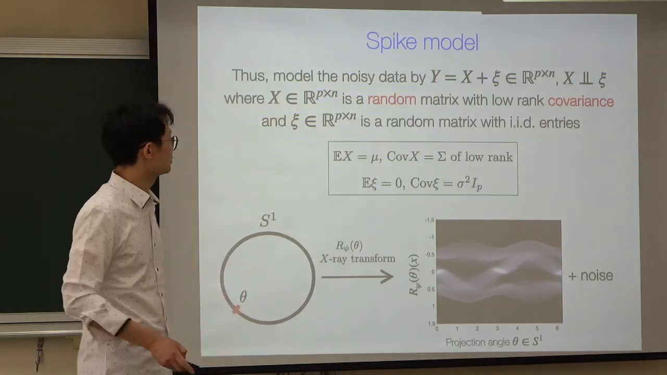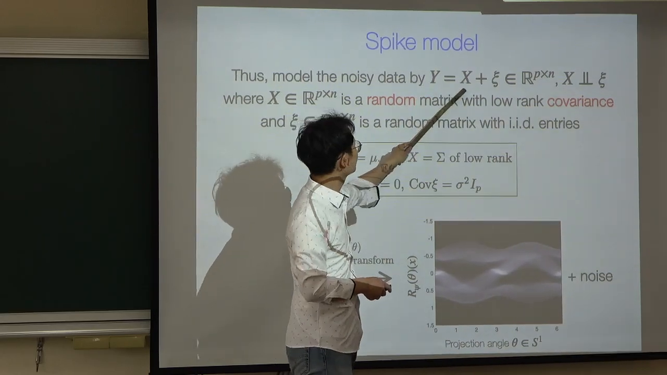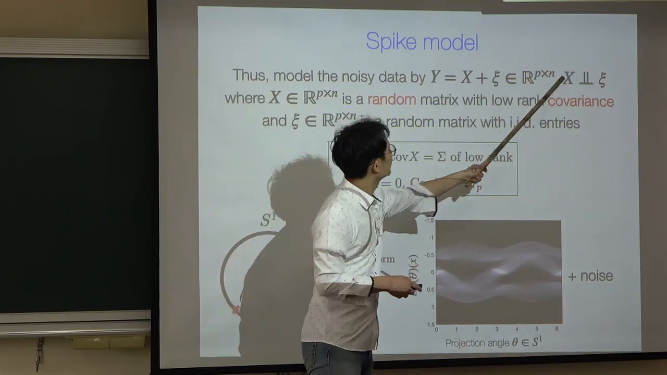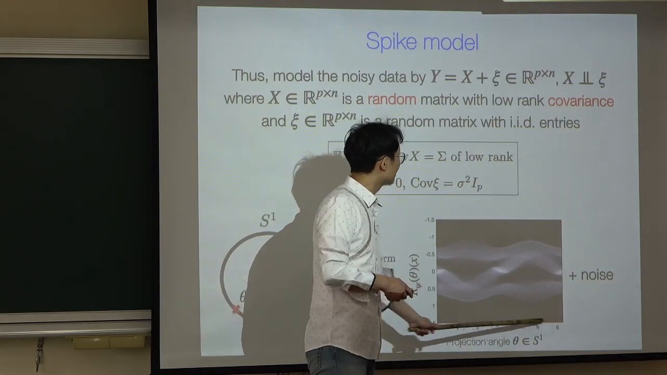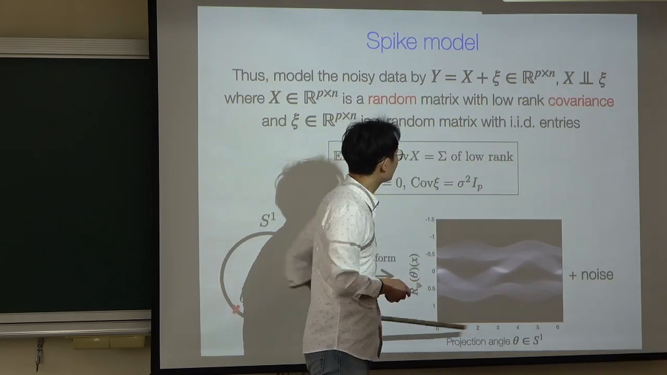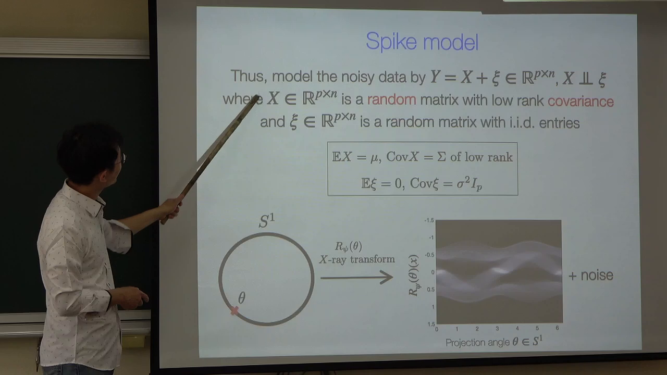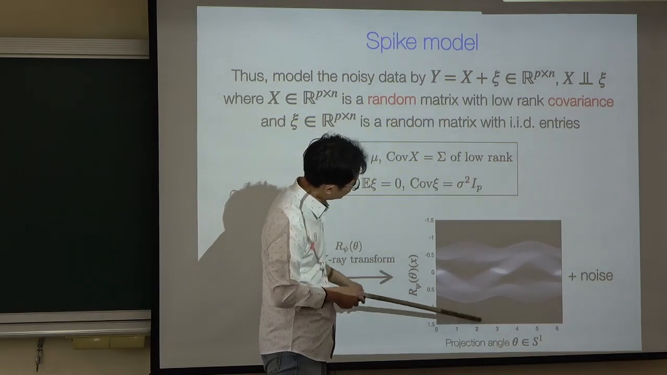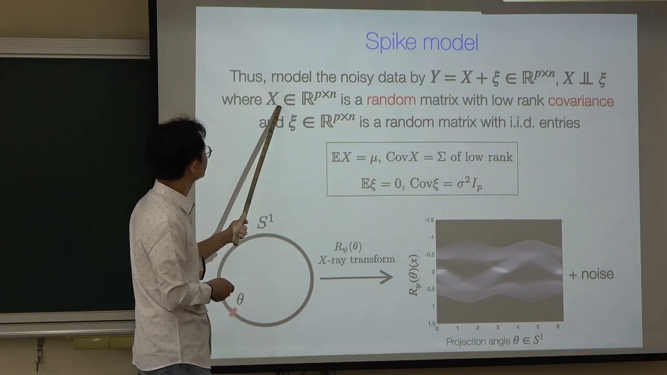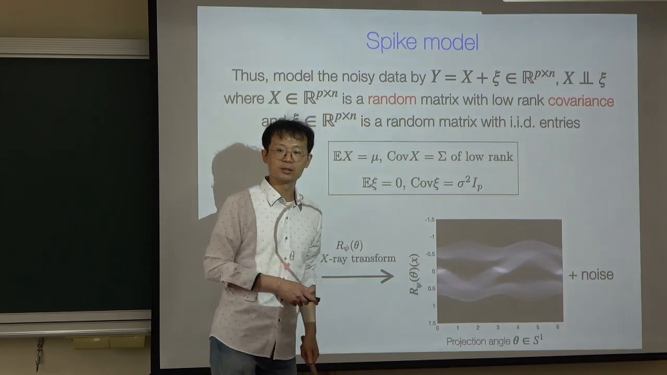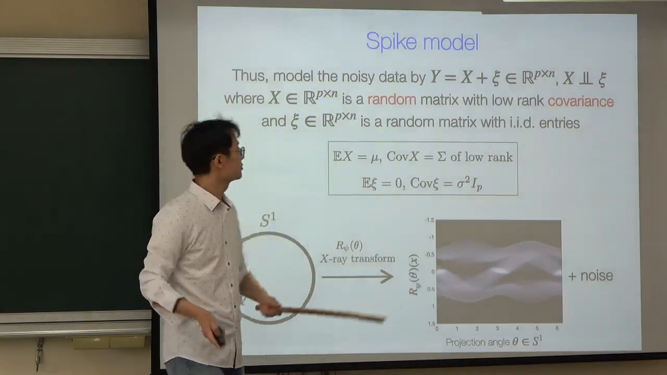We consider the following spike model to describe this fact. We model the noisy data by a matrix Y, which is X plus C. X is the sinogram, and remember, we randomly sample points on S1. This is the X part, the random sample part, and C is the noise. So X comes from randomly sampling from S1, and we put all the sample points as a matrix X. This is a random matrix with low-rank covariance. Why? Because, as I said, they look somehow similar, so they can be well described by few structures. That is the basic idea.